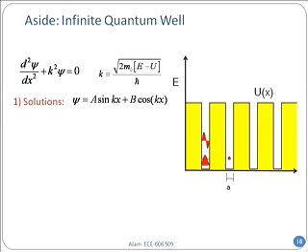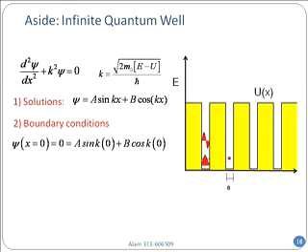So that simplifies my life, because I can say that psi at x equals 0 is 0, because I cannot find an electron to the left of the well. It's so high, potential is so high.